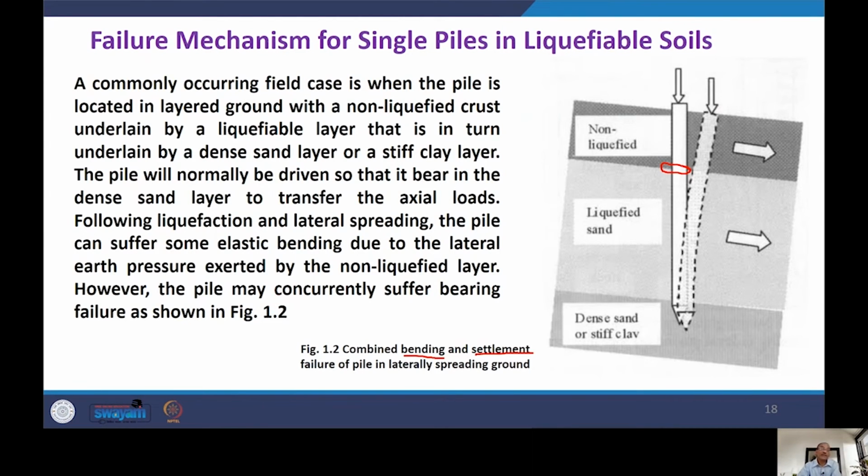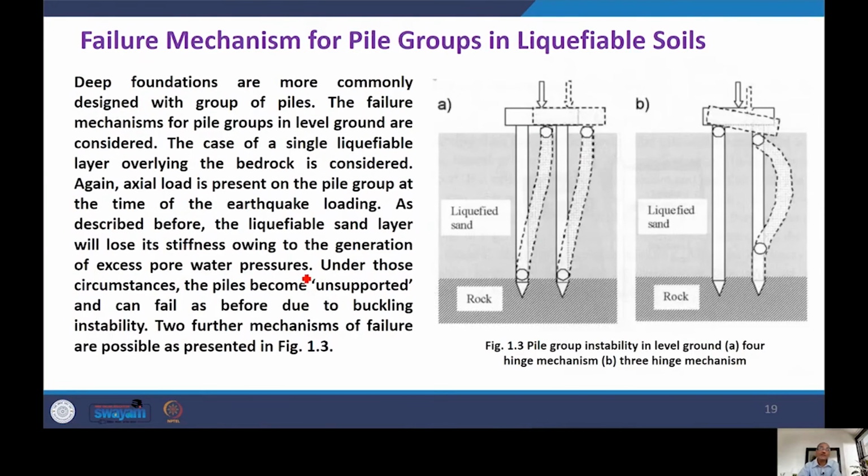Now let's discuss the failure mechanism for pile groups in liquefiable soil. This is the third component of this lecture, so we are going to the last and third part of this lecture. Let's discuss here also the first case, where this pile group of two piles, for simplicity, is passing through a soil profile of two layers, one liquefiable sand and another rock. The two piles are connected on top by what is called a pile cap. This is the pile cap, and the load is applied on this pile cap.